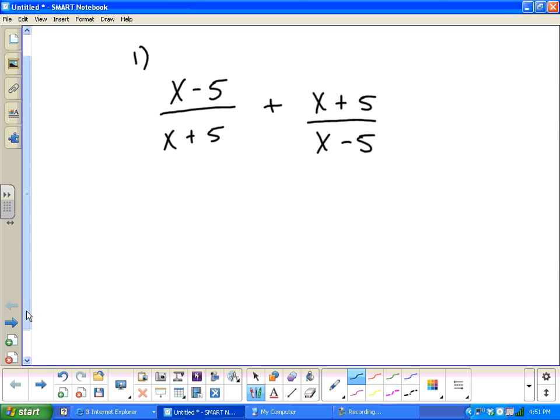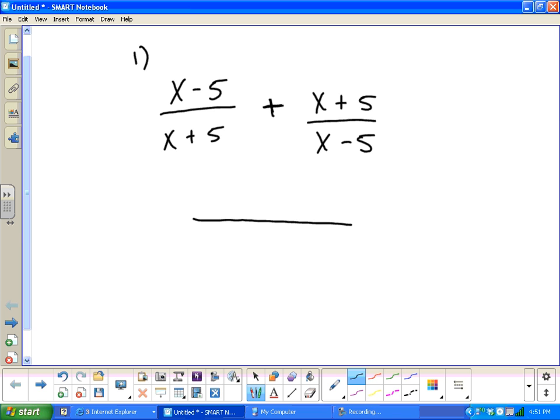Now, on the first one and the second one, you're adding and subtracting rational expressions. To combine these two fractions, I have to get a common denominator. Notice this is not an equation. I'm not looking for what x is. So I can't just multiply by the common denominator. I have to get to the common denominator.